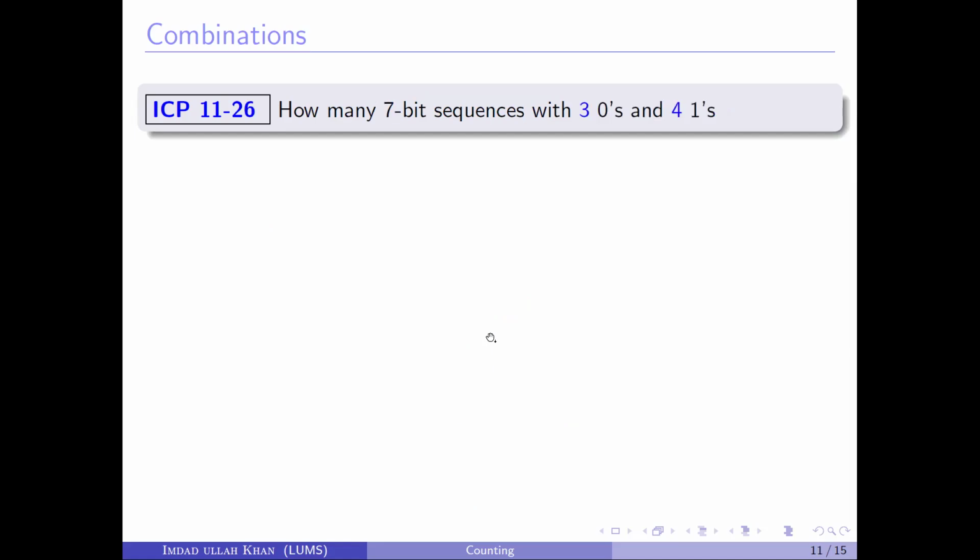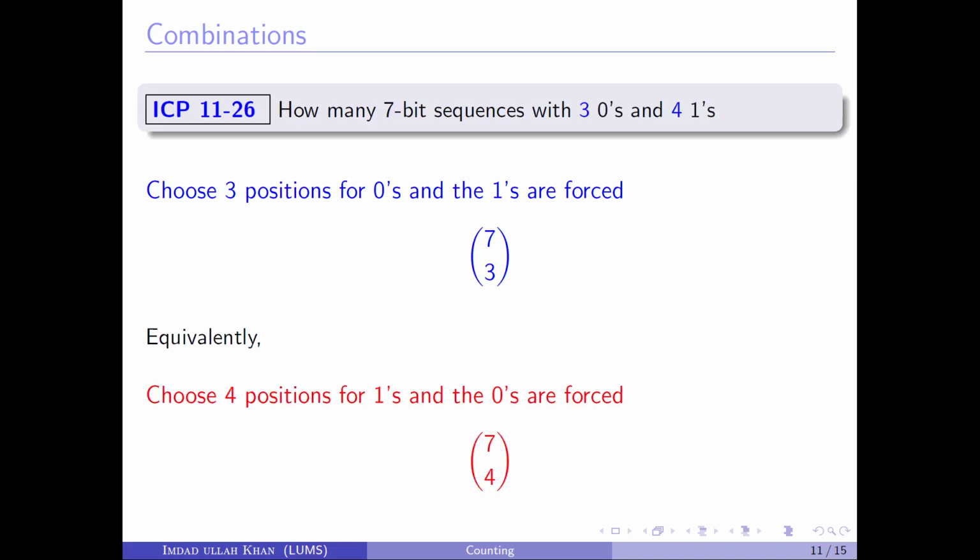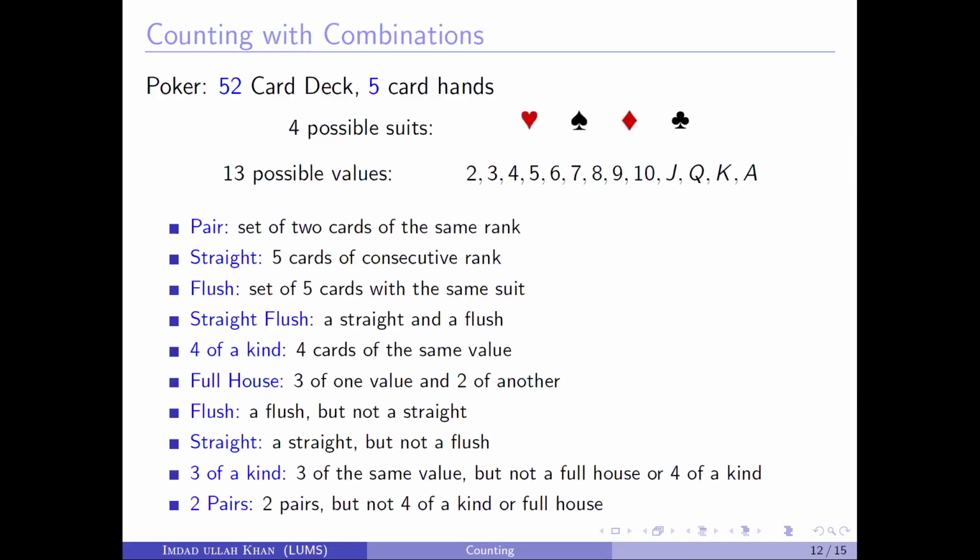How many 7-bit sequences with 3 zeros and 4 ones can be generated? Choose 3 positions for zeros, and the ones are forced. Or equivalently, we can choose 4 positions for ones, and then the remaining positions are forced. This is another example of counting with combinations.